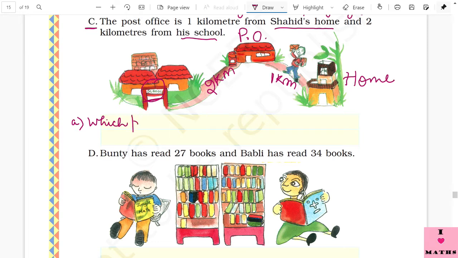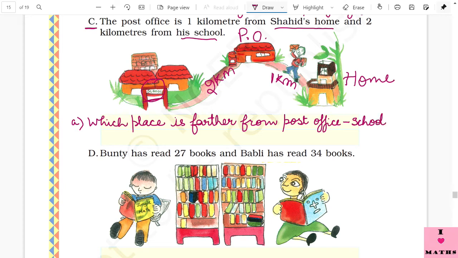which place is farther from post office? School, school or Shahid's home? This can be one question.